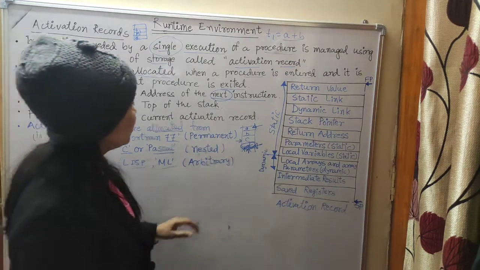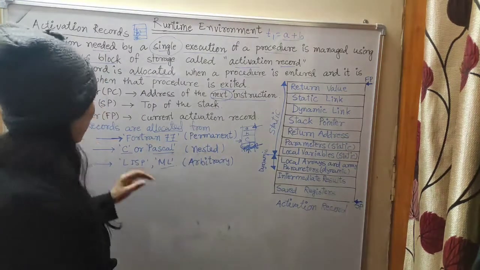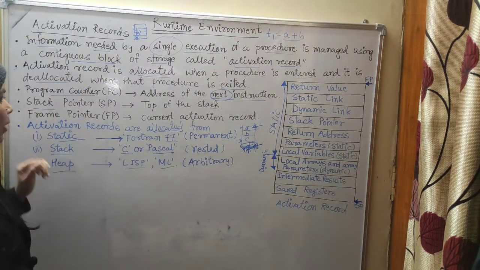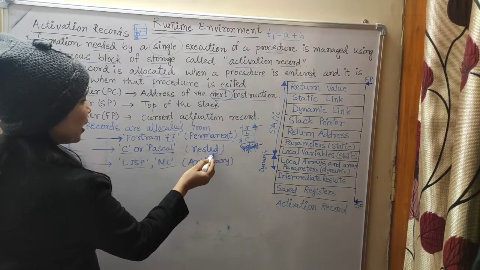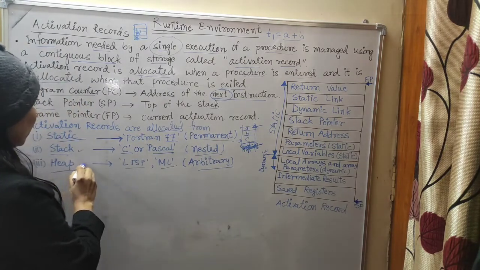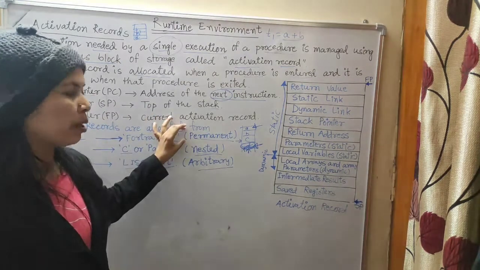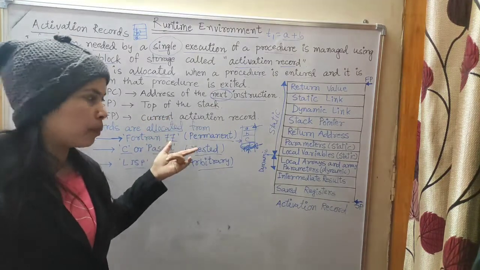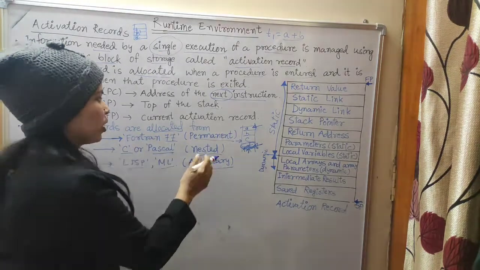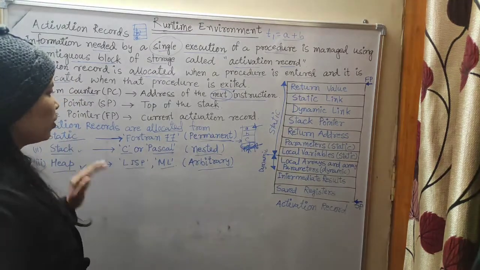Okay, now we will see activation records have permanent lifetime on static area, nested lifetime on stack area, and arbitrary lifetime on heap area. Remember that static means fixed. So fixed, that is why permanent. Just like in one place we have stored the data, that is fixed. So that is permanent lifetime on static runtime environment.